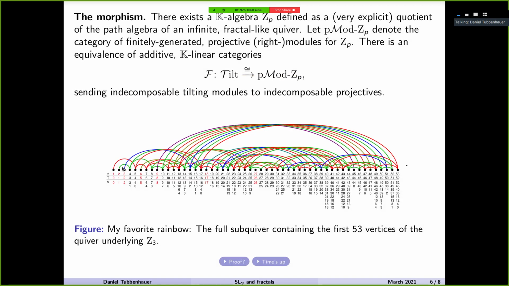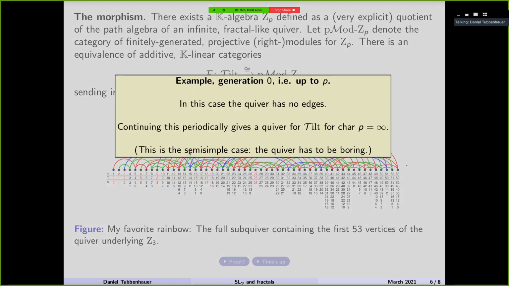You see it here. This is characteristic 3, so this is my cutoff point here, and the quiver just has 3 vertices and no edges, not very exciting. And if you continue this periodically, so just 3 vertices, then 3 vertices, 3 vertices, and so on, and no edges at all, so the easiest algebra you can imagine, a quiver given just by vertices, just a copy of your ground field several times. Then you get the semi-simple case, characteristic infinity.